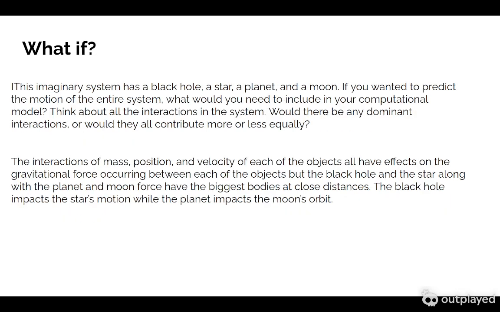What if the interaction of mass, position, and velocity of each of these objects has an effect on the gravitational force occurring between each of the objects? The black hole and the star, along with the planet and the moon, have the biggest bodies at the closest distances, resulting in the black hole impacting the star's motion while the planet impacts the moon's orbit.